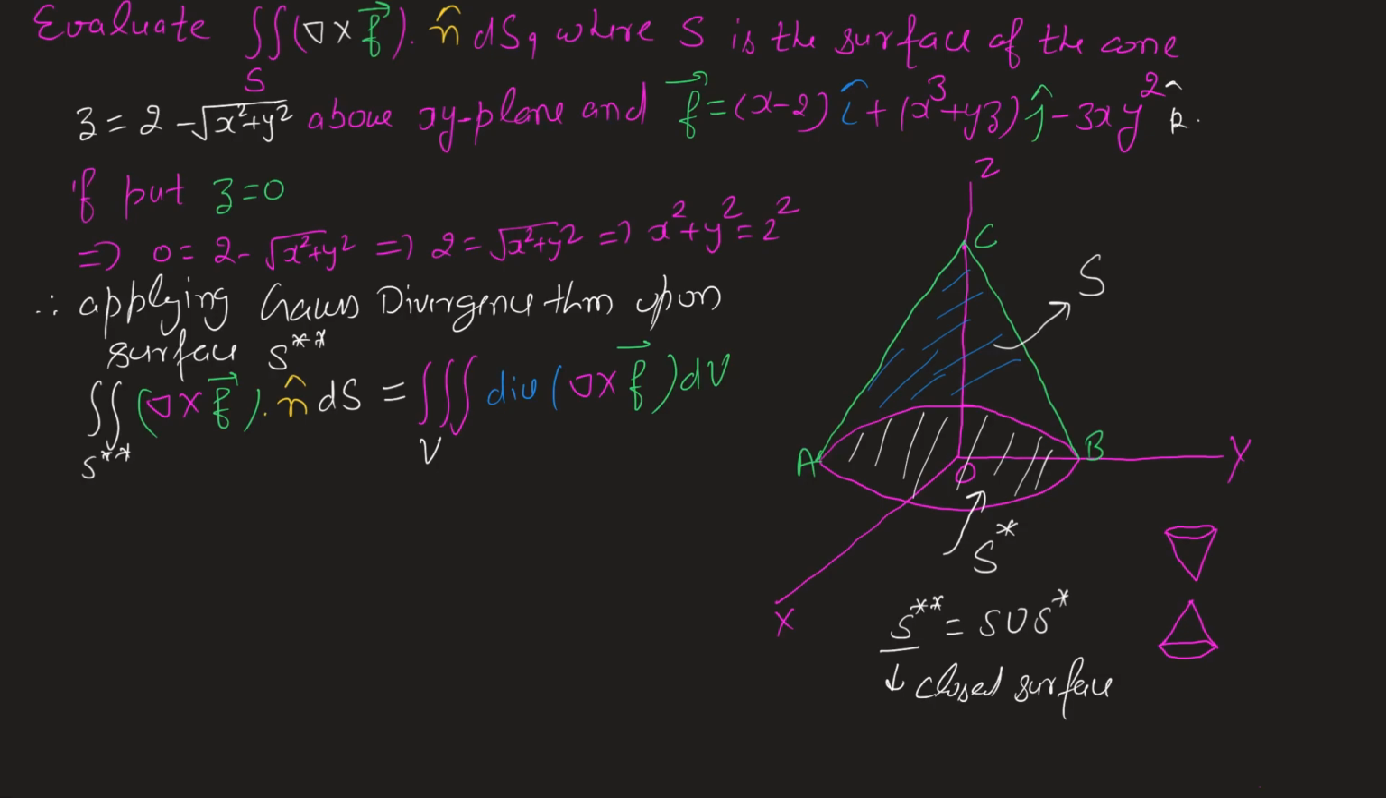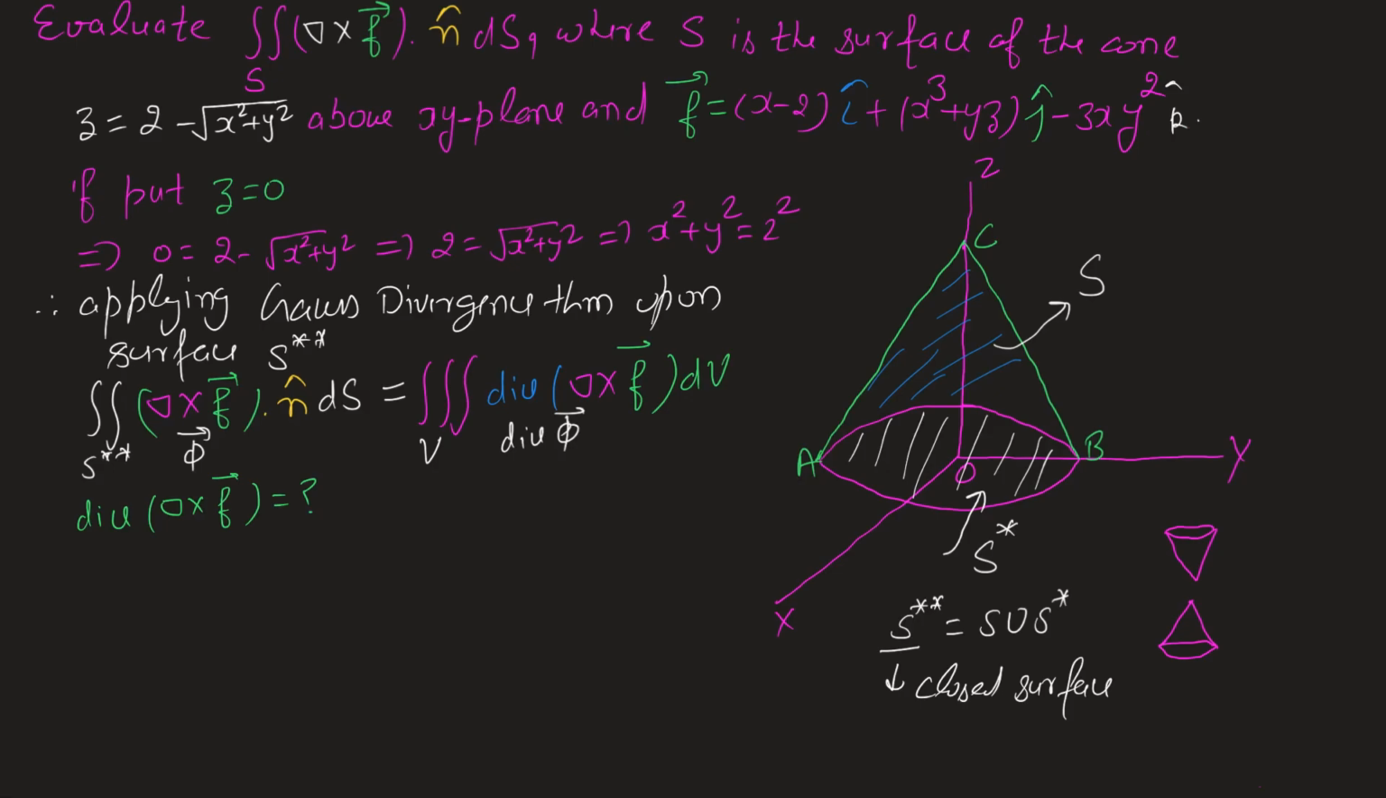Why is it of this form? Because we know that the curl of a vector function is again a vector function. So we may assume it as phi, and this could be the divergence of the phi vector. Because the curl of a vector function is again a vector, we have applied the divergence theorem, and we could apply it only upon S double star, because it is a closed surface. Now I am going to calculate this divergence of del cross F.